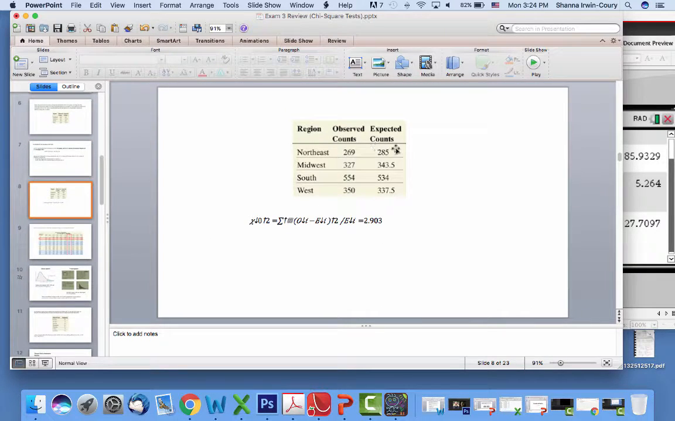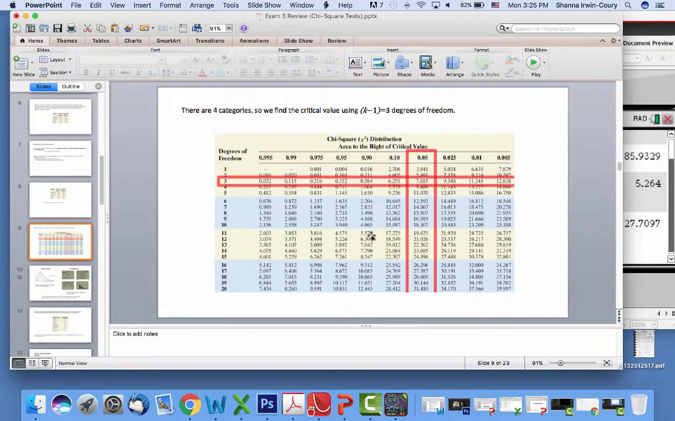Okay, so if you take 269 minus 285 and you square it and you divide it by 285. 327 minus 343.5, you square that, so divide by 343.5. 554 minus 534, you square it, you divide by 534. 350 minus 337.5, you square it, you divide by 337.5, and then you add those all up. When you add these all up, you get 2.903. So 2.903 is your chi-squared value, which you then take to the table.